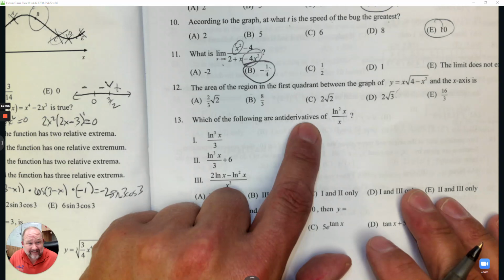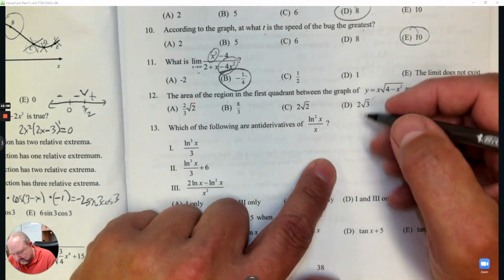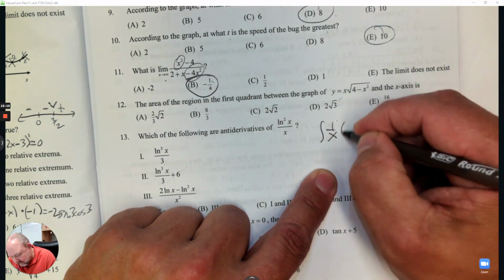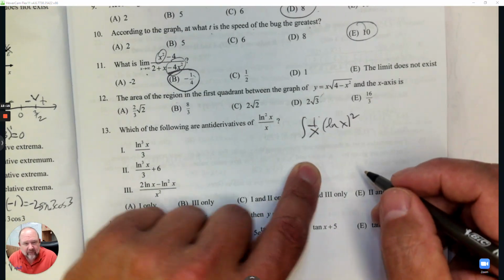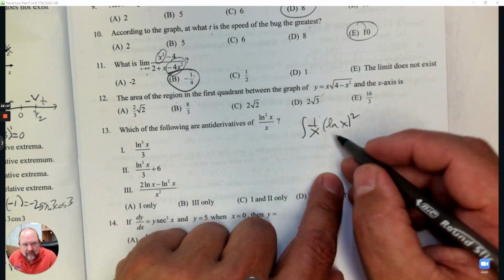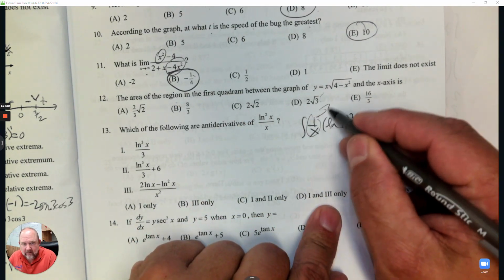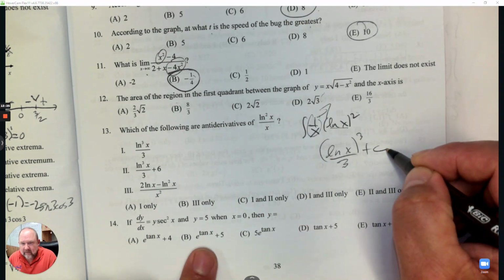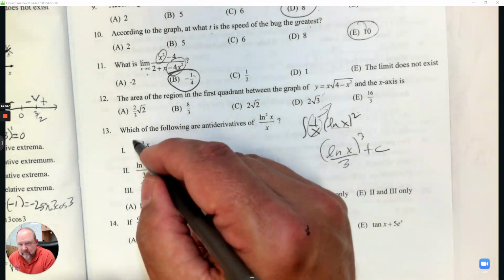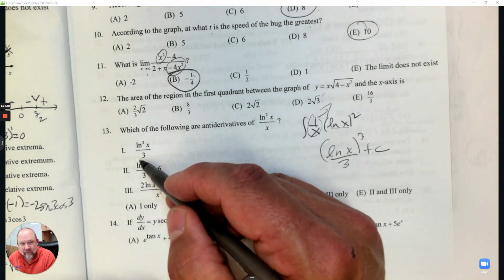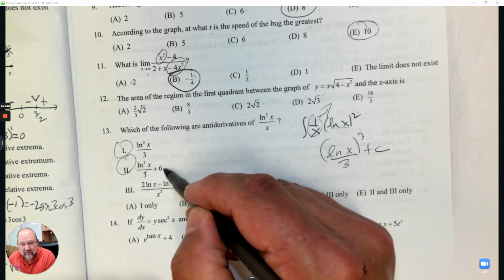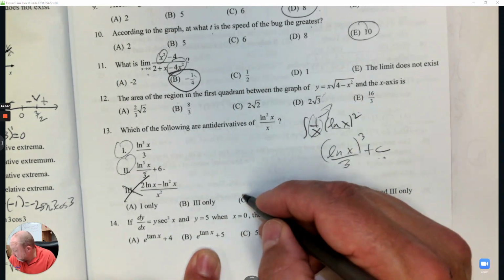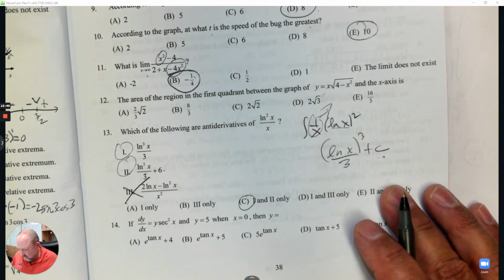Which of the following is an antiderivative of this? So antiderivative, let's see how we're going to do this. This is like 1 over x ln x squared. So if I see it that way, then the hook is already there, and all I have to do is add 1 to the exponent and divide. So this is good. This is plus 6, so whatever C is, right? And this one doesn't look like it's good at all. So it could be 1 and 2. I say C. Make sure I'm right.